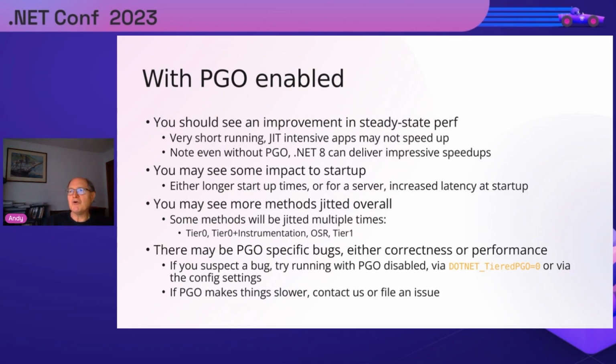You will see more methods JITted overall if you're looking at that sort of thing, because now methods can be JITted multiple times. And there's always a chance that there's an issue that's specific to PGO, either a problem with correctness or performance. If you suspect you have one of those and you disable PGO and things get better, again, please let us know so we can get the issue fixed.